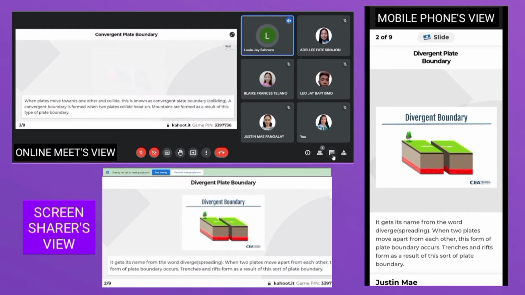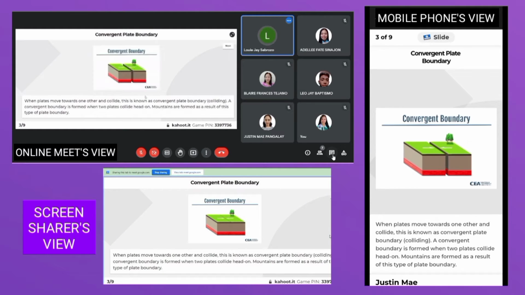The second type of plate boundary is convergent plate boundary. Convergent plate boundary happens when plates move towards one another and collide. Thus, convergent boundary is formed when two plates collide head-on. Mountains are formed as a result of this type of plate boundary, such as the Himalayas mountain range in Asia.